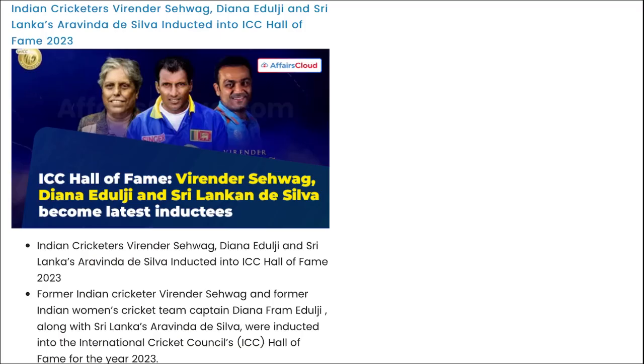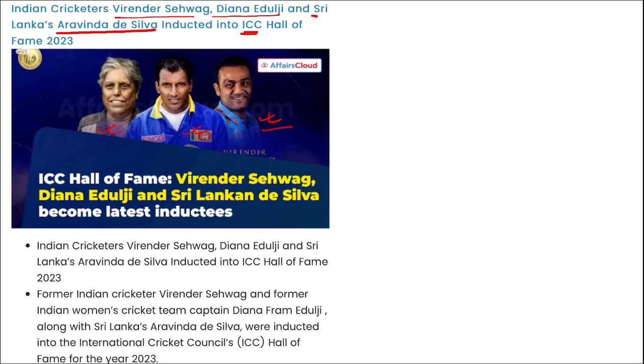Moving on. Next, we are talking about sports. Indian cricketer Virendra Sehwag, Diana Edulji, and Sri Lanka's Aravinda De Silva have been inducted to the ICC Hall of Fame. Right? I repeat, recently 3 players, Virendra Sehwag from India, Diana Edulji, and Sri Lankan player Aravinda De Silva have been inducted to the ICC's Hall of Fame. Mark this, right? This is important.